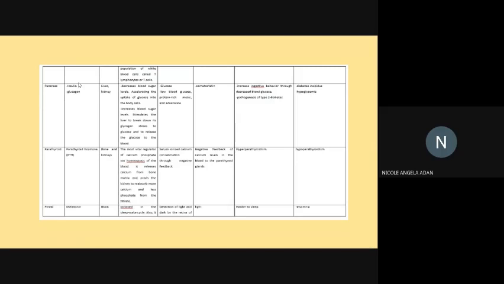Pineal, rather. The hormone is melatonin, and the target organ is the brain.